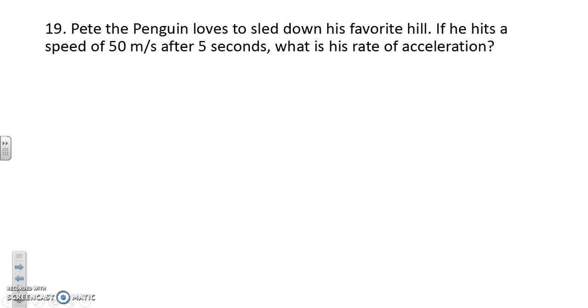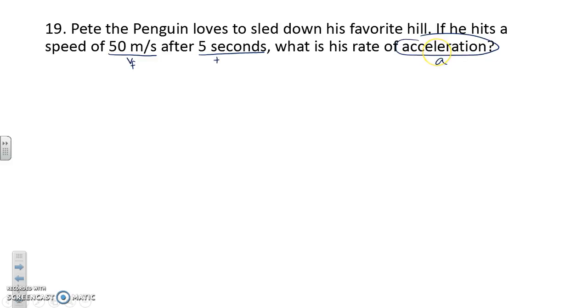All right, almost there. Pete the Penguin loves to sled down his favorite hill. If he hits a speed of 50 meters per second after 5 seconds, so this is going to be our final speed, right? Because it's after 5 seconds, which is our time. What is his rate of acceleration? So we're looking for acceleration, but it doesn't tell us what his initial speed was.